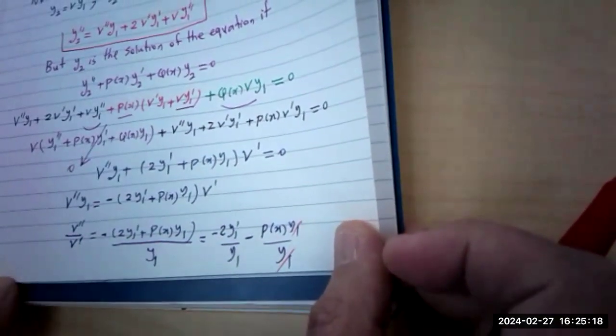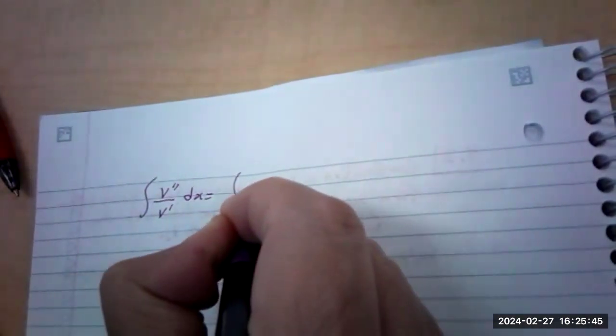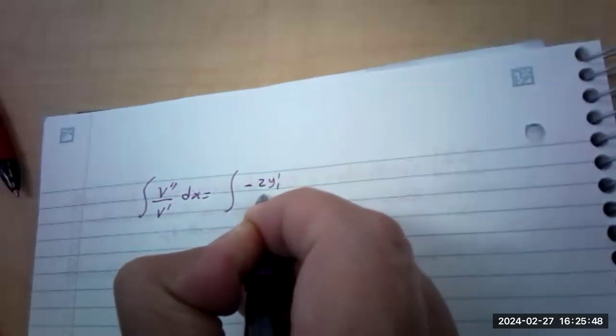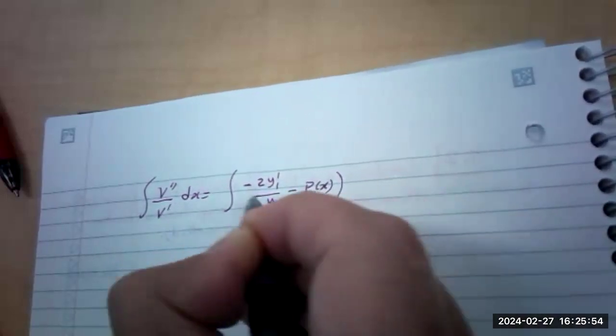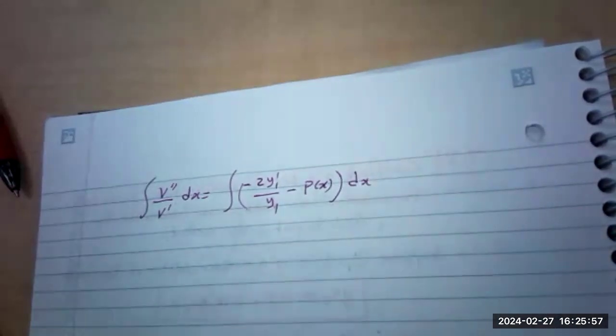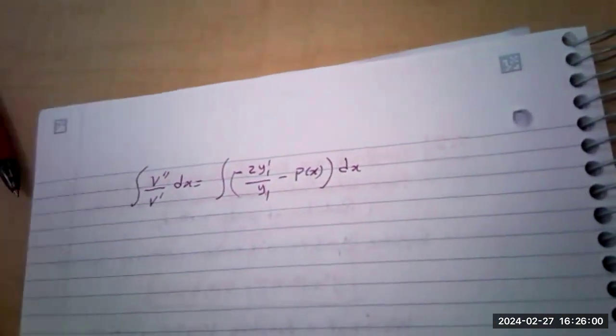Any question? So we go to the next page and we find it. There's the formula. You can memorize the formula, and the proof is nice. You can use it in different places if you are interested in this type of idea. Integrate: we have v double prime over v prime dx on one side, and on the other side, we have the integral of negative 2y1 prime over y1 minus p(x), all dx. So I integrate both sides.